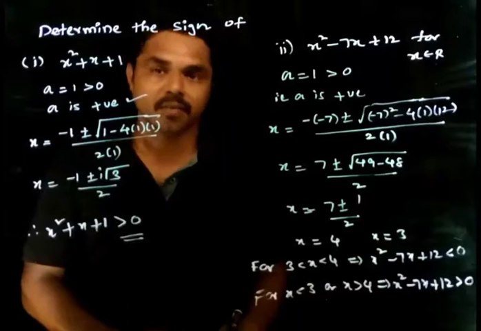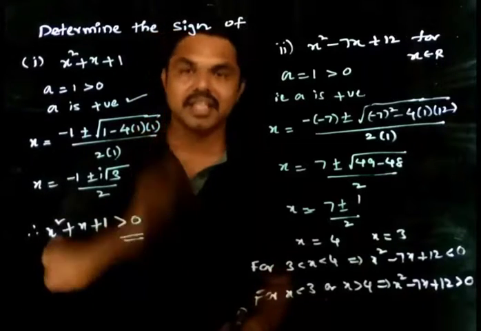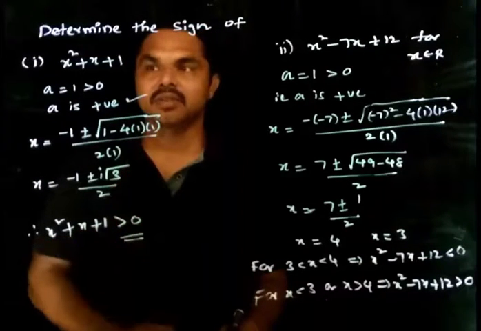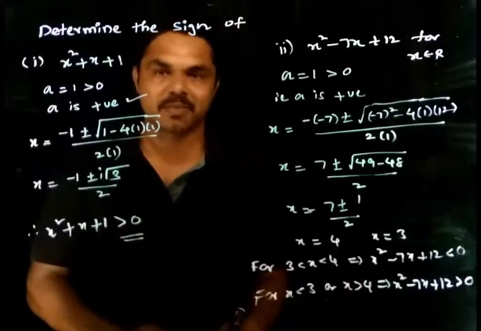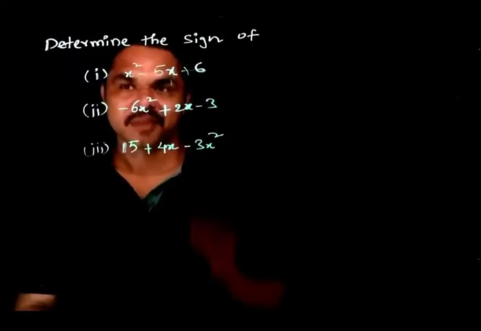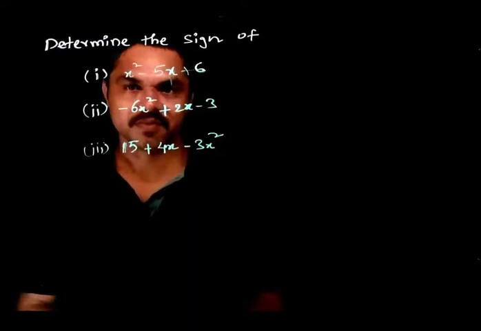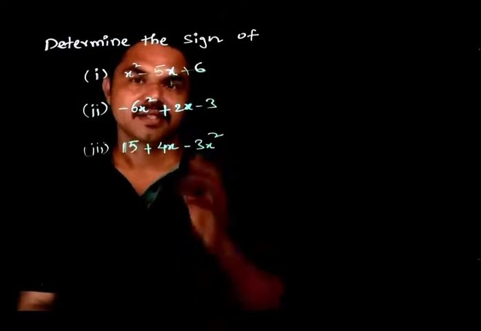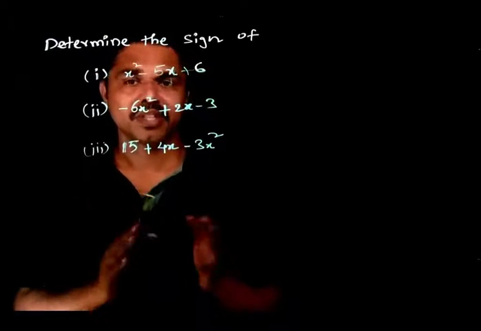So we can conclude x square minus 7x plus 12 is positive outside the roots. This is the way we use the three theorem statements to find out the sign change of an expression. Now these three questions are for you. Try to find the sign of these three expressions with the help of the three theorems.